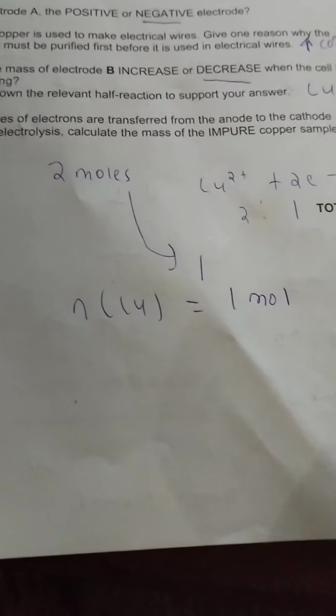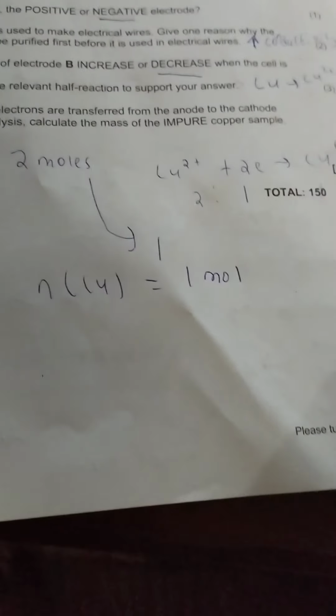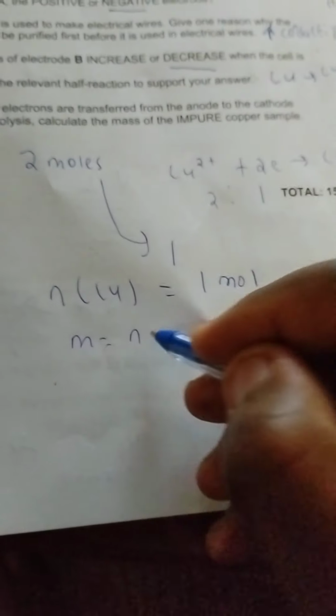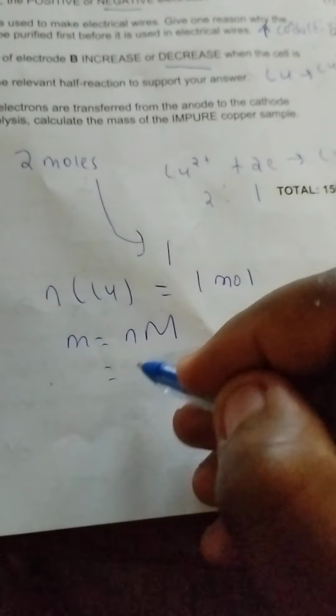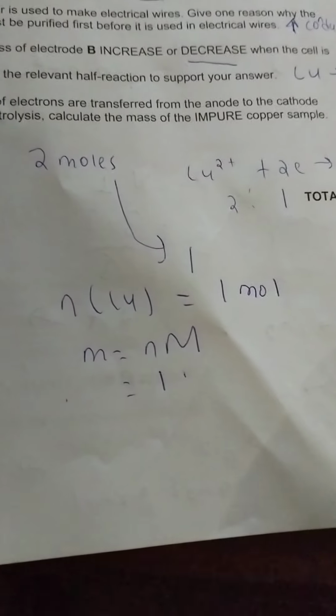Wait, is that mass purity? I think they want mass purity. It's the mass of impure. Yeah, okay, mass of impure. So let's find the mass first. Mass will be n times the molar mass. n is 1. And remember, it's copper. What is the molar mass of copper?